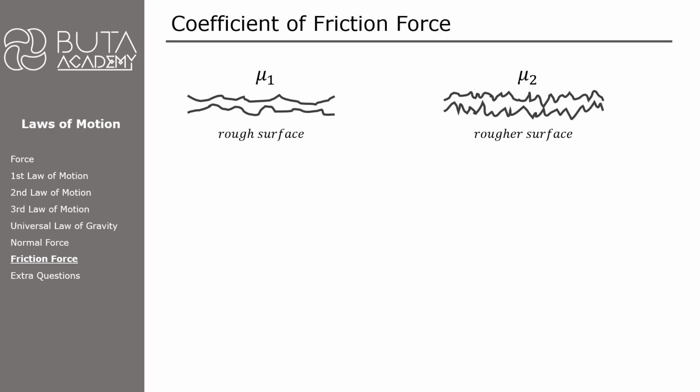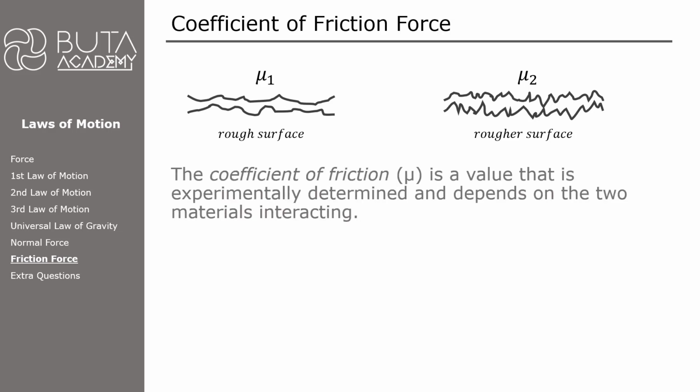The name given to mu in physics is the coefficient of friction. It is a value that is experimentally determined and depends on the two materials interacting. In the first part of this video, we have mentioned that the friction force depends on two factors: the kinds of the surfaces, which is represented by mu, and the force pressing the surfaces together, the normal force. Combining these two factors will give us a formula to calculate the force of friction. Force of friction is equal to the product of the coefficient of friction and the normal force.